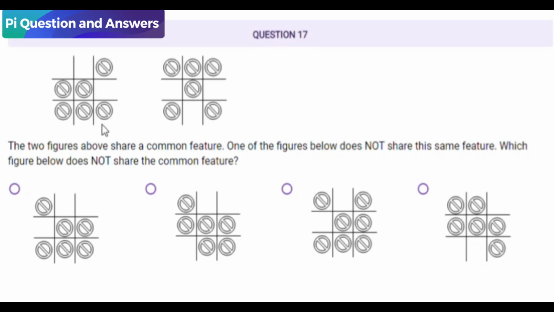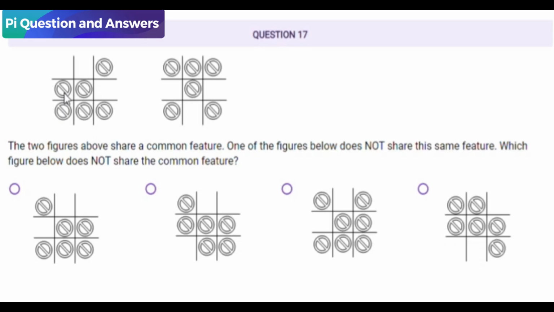Bottom middle right figure. This figure has crossed circles in the top two rows. However, in these rows, the crossed circles are in the left and right columns, not the left and middle columns. This figure does not share the common feature. Bottom right figure. This figure has crossed circles in the bottom two rows, and in those rows, the crossed circles are in the left and middle columns. This figure shares the common feature.